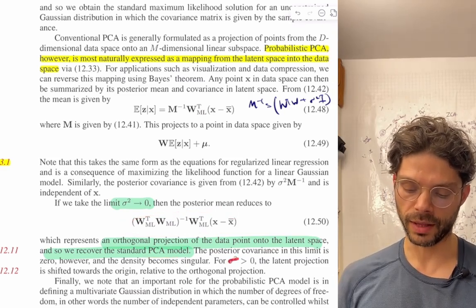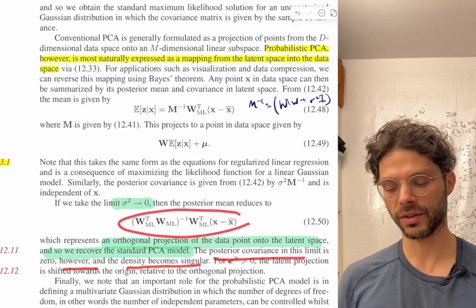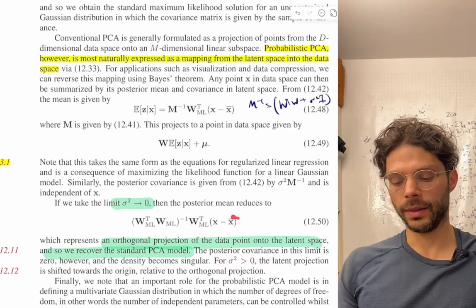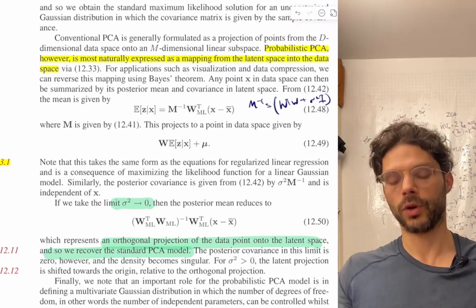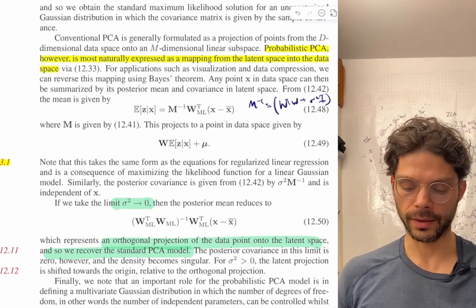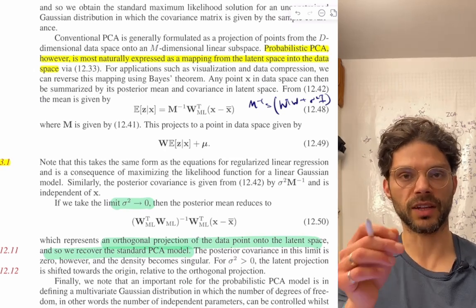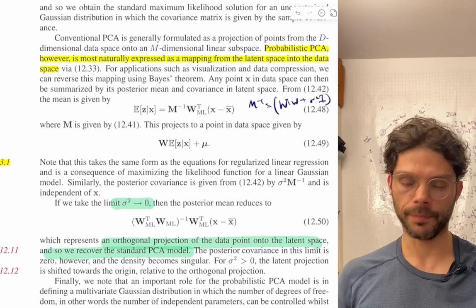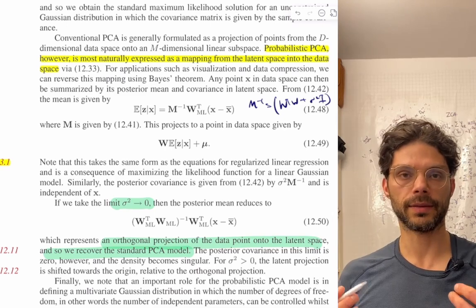But if sigma squared goes to 0, the posterior covariance in this limit is 0, and the density becomes singular. So that's one of those weirdnesses that we're trying to overcome, that perhaps one shouldn't be so certain that these are the projections. We want to get sensible covariances, and with probabilistic PCA, we would. Whereas here, it says this observation for sure is going to map onto a particular point in that principal subspace, and there is no uncertainty.